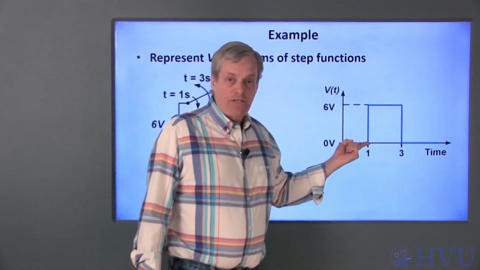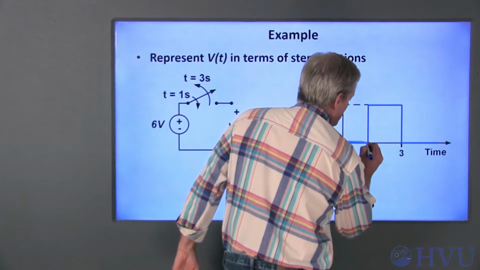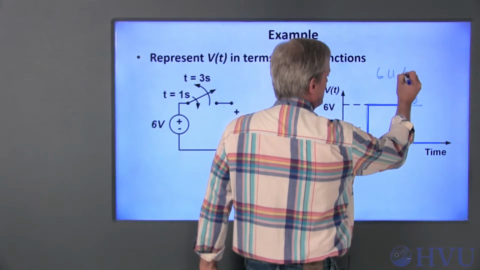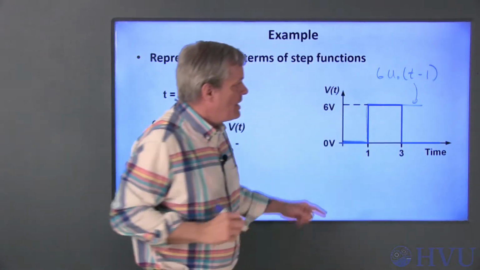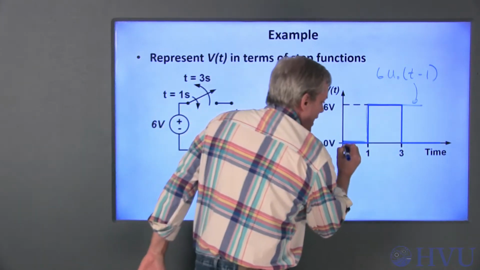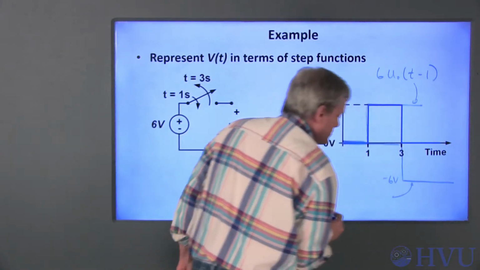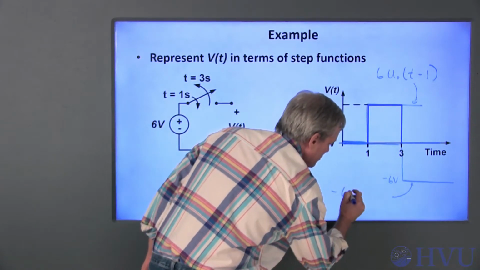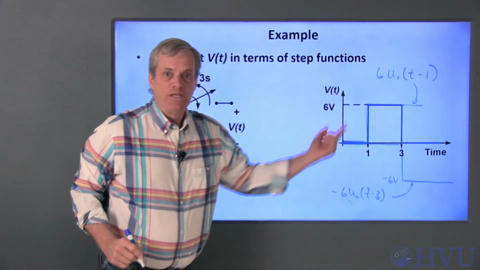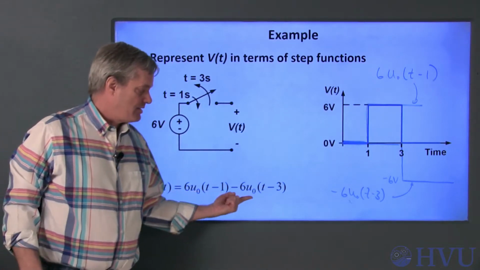I can use a step function that's been shifted and scaled to model the change from 0 to 6 volts. This step function is 6 times u0 of t minus 1. Now I need to remove this value of 6 for t greater than 3. I can add a negative step function that goes to negative 6 volts, and this will be negative 6 times u0 of t minus 3. Superimposing these two gives me the final function, which is 6u0 of t minus 1 minus 6u0 of t minus 3.